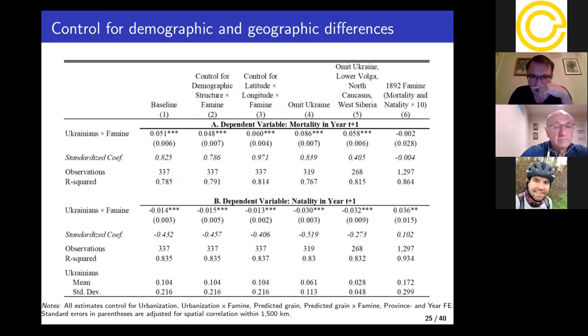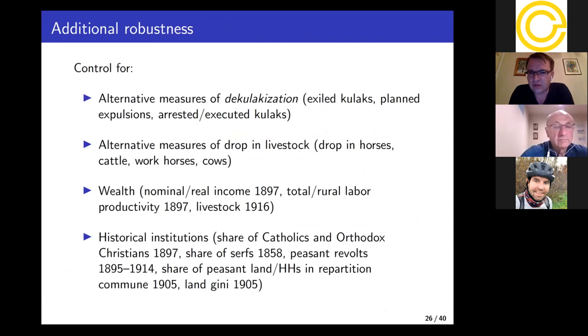We control for demographic structure, latitude and longitude. In column four, we omit Ukraine from our sample. In column five, we omit major grain production areas. And in column six, we look at the largest Tsarist famine. The results are quite stable in the first five columns, and there is no Ukrainian bias during the Tsarist famine. We also control for alternative measures of decolonization, alternative measures of drop in livestock, various measures of wealth, pre-famine and pre-Soviet wealth, which is arguably exogenous, and various measures of historical institutions, everything for which we managed to collect data. Our results are quite stable.